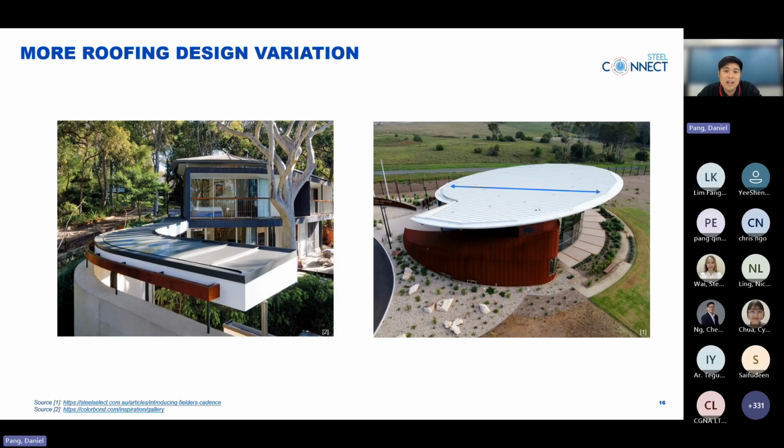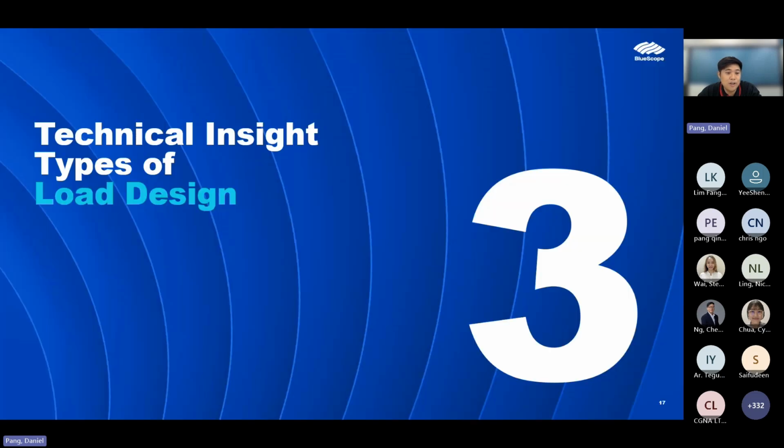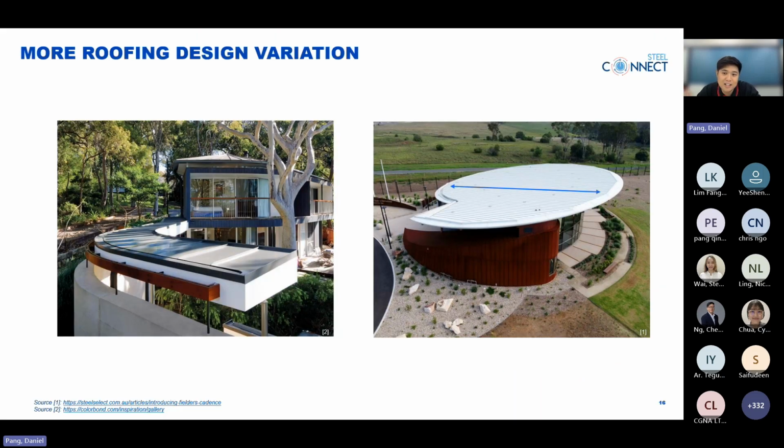Now let's move to where tiles can't do, which is design variation. This modern design you see here is very difficult, if not impossible, to achieve with tiles. So steel roofing enables lower pitch and also longer span. And overall, a cleaner architectural language which unlocks more design variation. This will be shared more by my colleague Nicole later with more project examples.